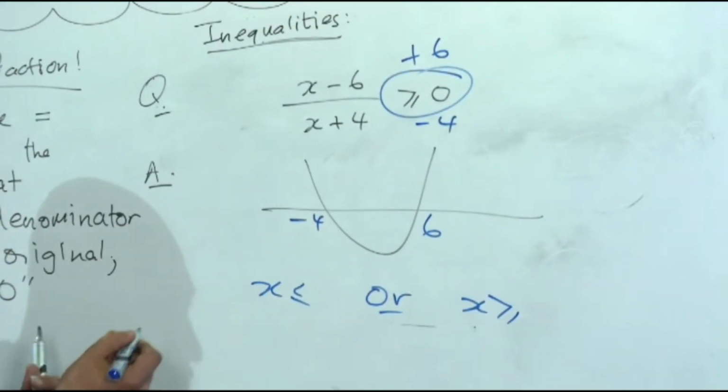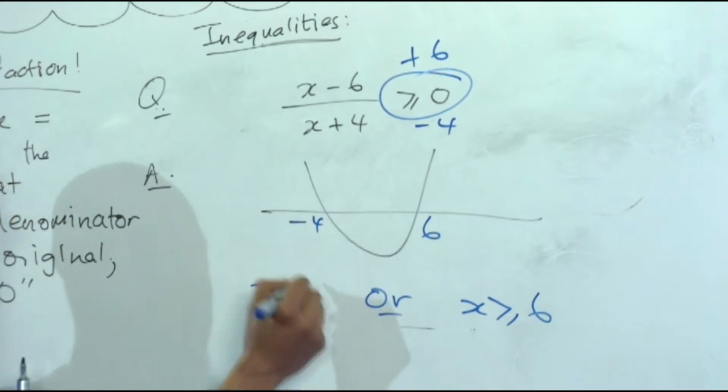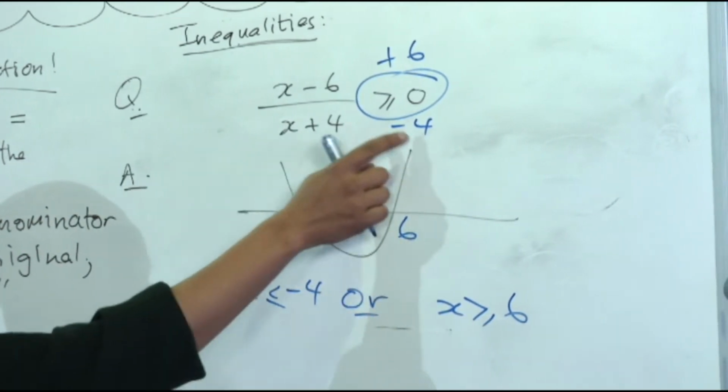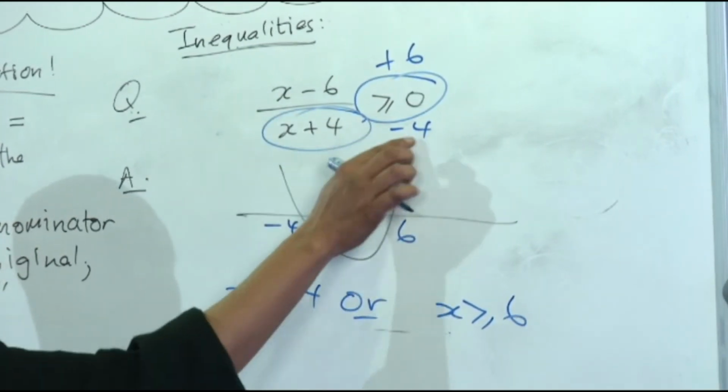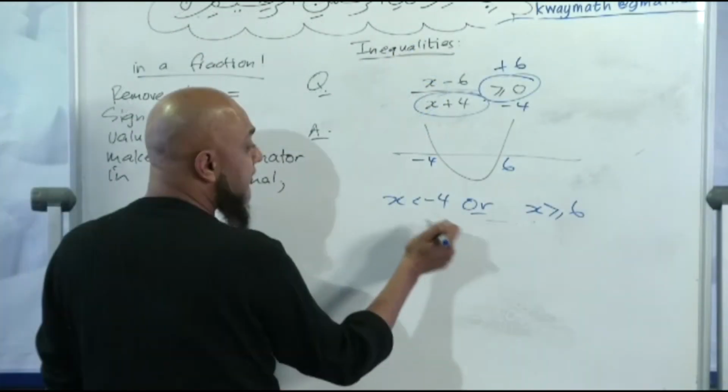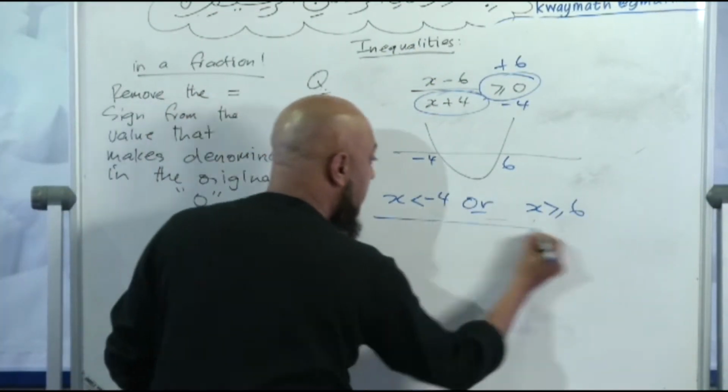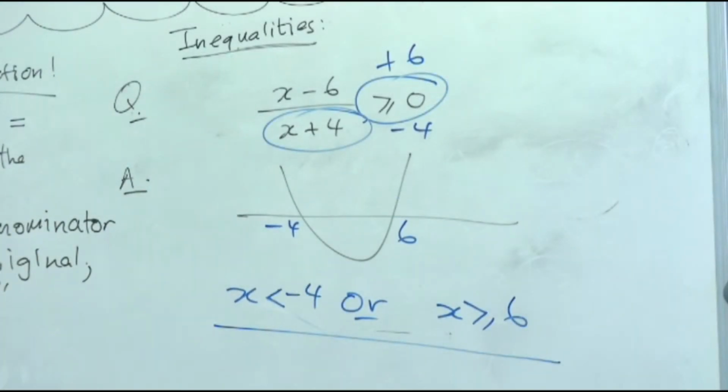Remember our system, pos or neg bet. Take the 6, put it there. Take the minus 4, put it there. Which of these two values make my denominator 0? The negative 4. So we just go next to negative 4 and we take away the equal to sign. And that is your final answer.